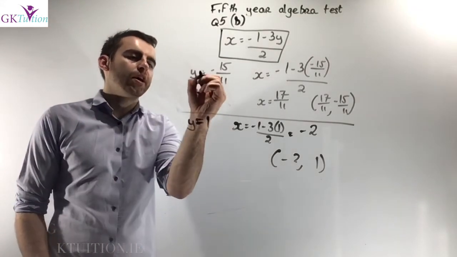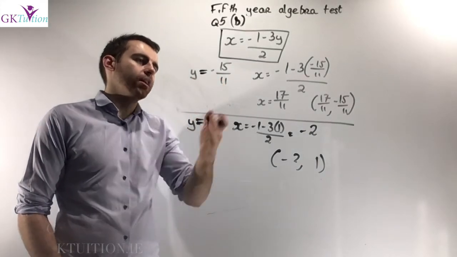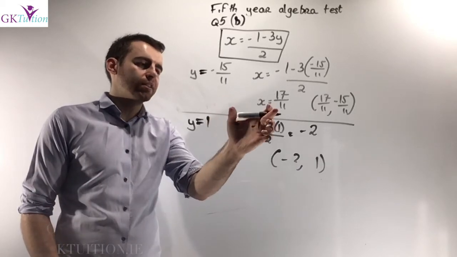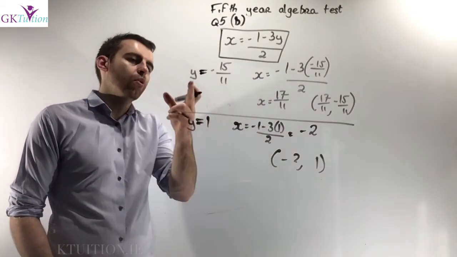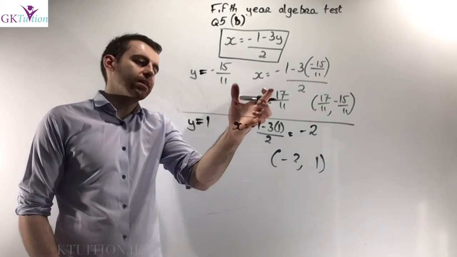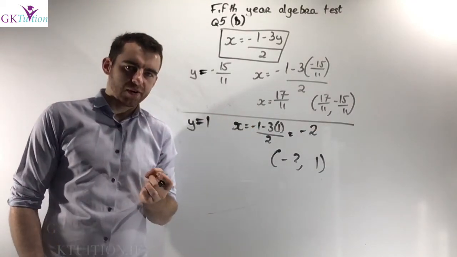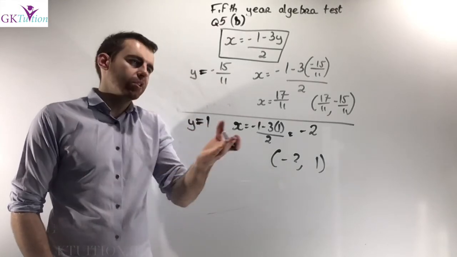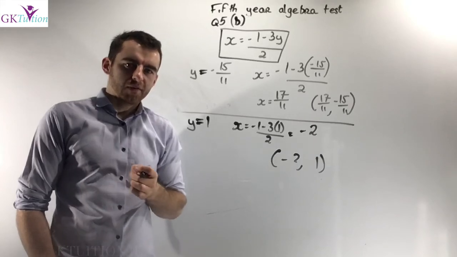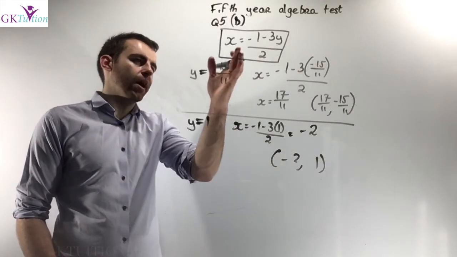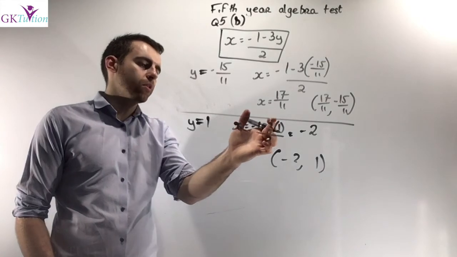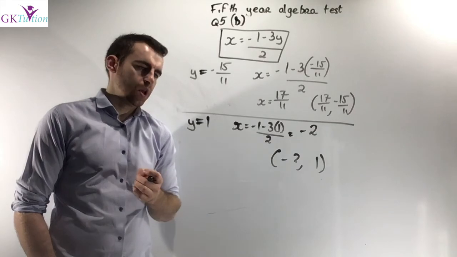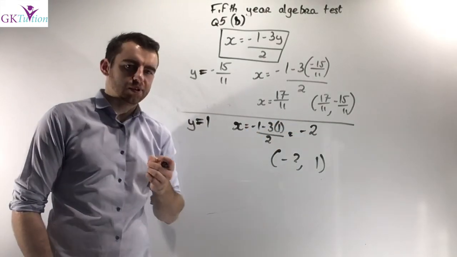In the scenario where y equals minus 15 over 11, I can just sub that in. Instead of y, I can sub in minus 15 over 11, and my x works out as 17 over 11. So I know that when y is minus 15 over 11, I can say that x is 17 over 11. That's my first scenario. The other option is that y could be equal to 1. So I just need to sub y equals 1 into this. I end up with minus 1 minus 3 times 1 over 2, and x works out as minus 2. Which means that when y is 1, I know that x is equal to minus 2.